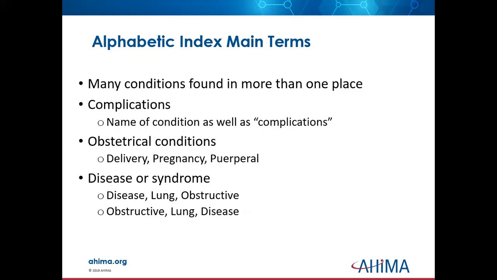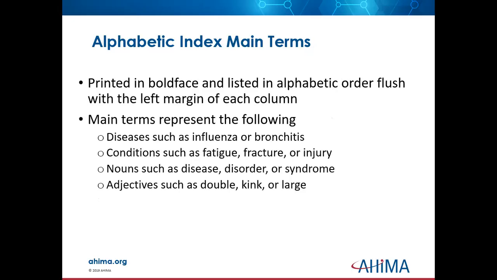Nearly all of the obstetrical conditions are in the OB chapter of the book. This includes any delivery, pregnancy, or postpartum complications. There are also codes that have disease or syndrome as a main term. The main terms are printed in boldface and they're listed in the alphabetic index, flush with the left margin of each column. Let's take a quick look at some.